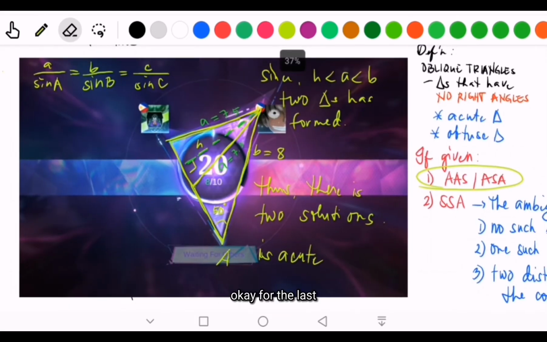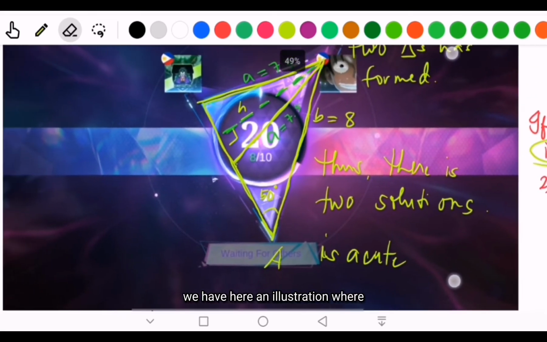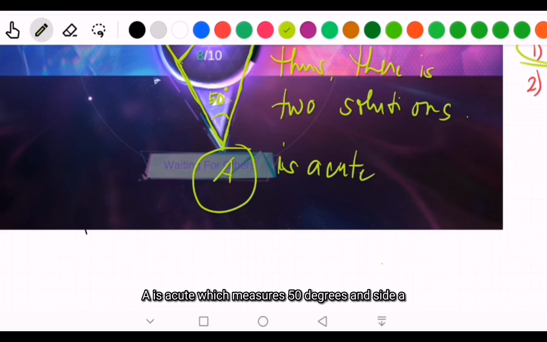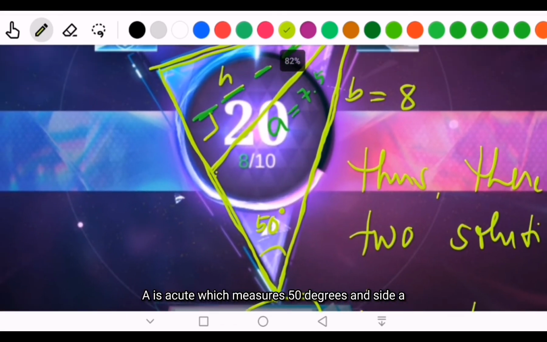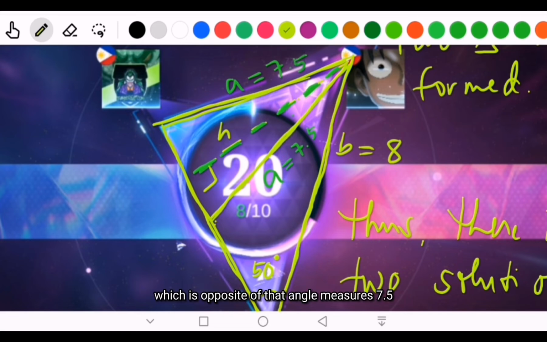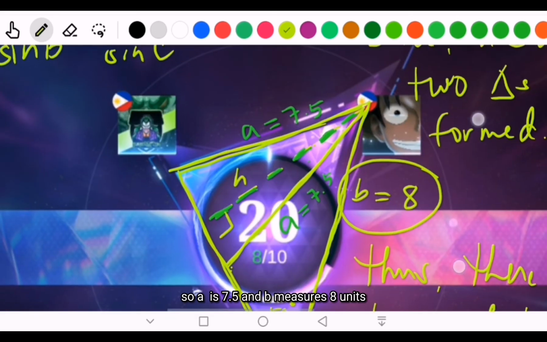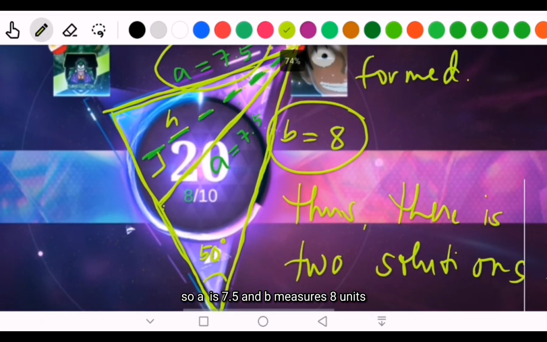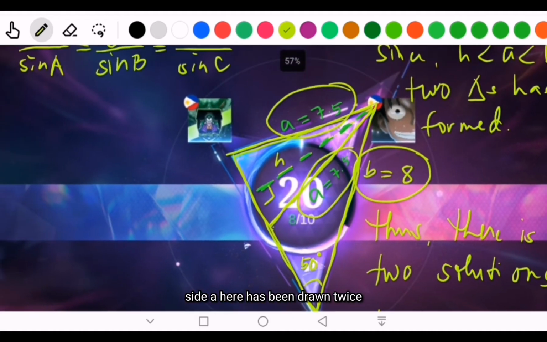Okay, for the last condition of the ambiguous case, we have here an illustration where A is acute, which measures 50 degrees, and side A, which is opposite of that angle, measures 7.5, and side B measures 8 units. So A is 7.5 and B measures 8 units. As you can possibly observe, side A here has been drawn twice, placed in two different positions.